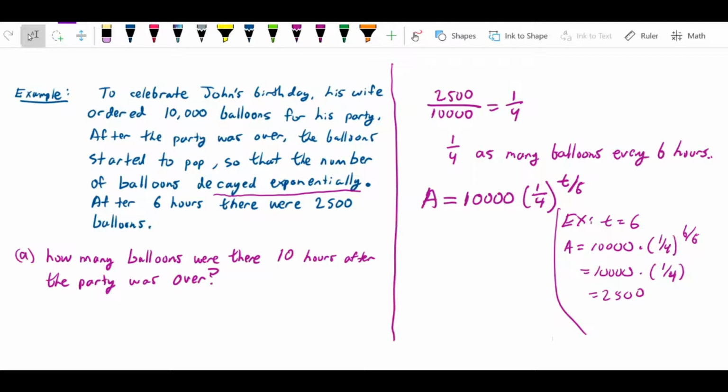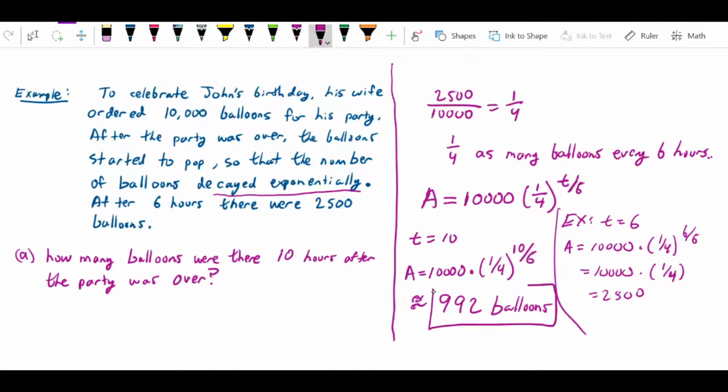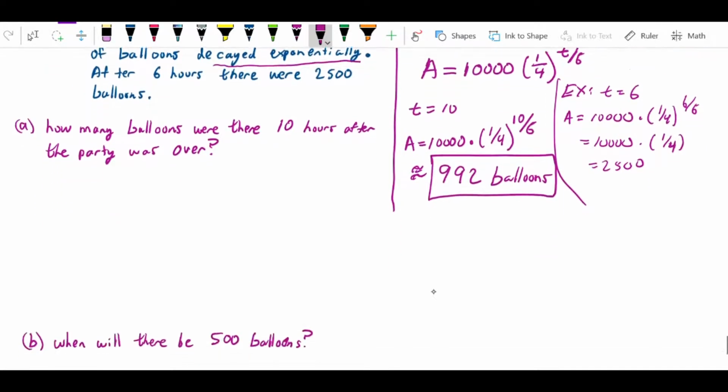Okay, so now let's just calculate the amount that's requested in part A. So how many balloons were there at 10 hours after the party is over? So that's just going to be the situation where t equals 10. So we know the amount of balloons will be the starting amount, 10,000, times 1/4 to the 10 over 6. And that I've already calculated. That comes out to approximately 992 balloons. Okay, so that's one type of word problem that we may have to solve involving exponential growth or decay. In this case, decay.